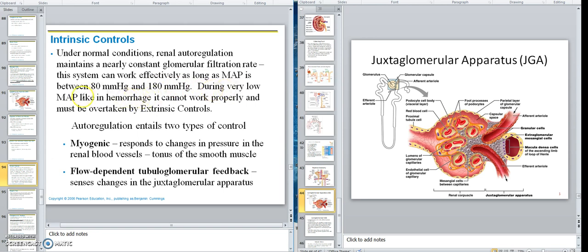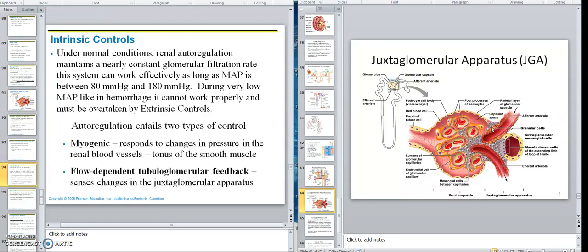During very low mean arterial pressure, like in hemorrhage, it cannot work properly. It's too low to maintain a GFR. Autoregulation entails two controls: myogenic, which is intrinsic within the kidney, and flow-dependent tubuloglomerular feedback. Both of these come into this real quickly. The myogenic has to do with what we talked about, the stretch on the afferent arteriole. The stretch or lack thereof does the renin deal.